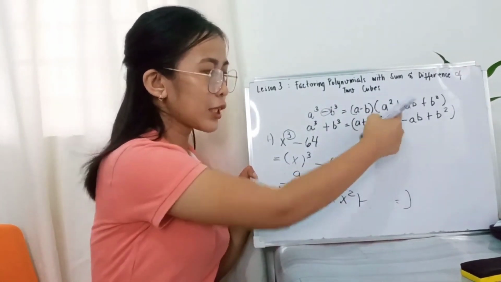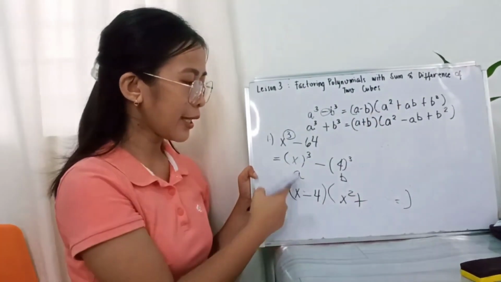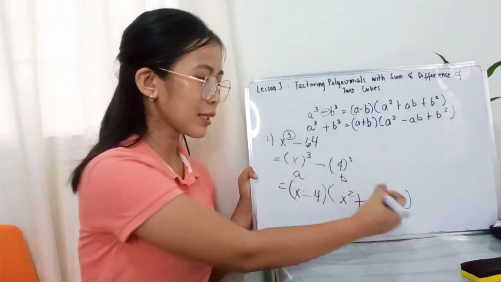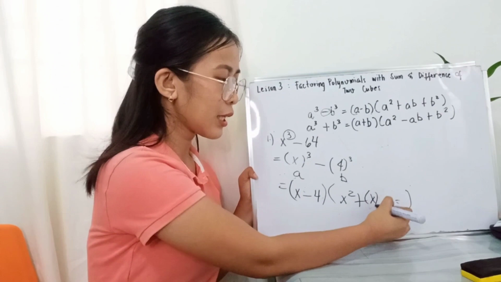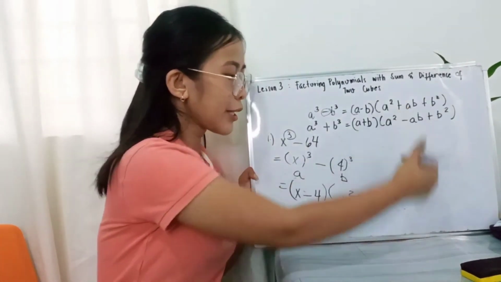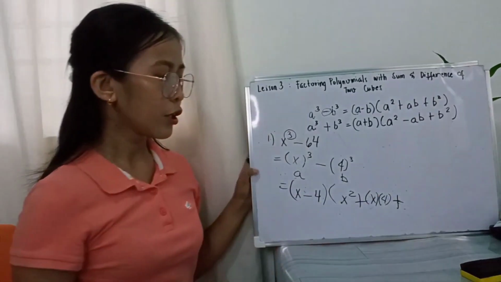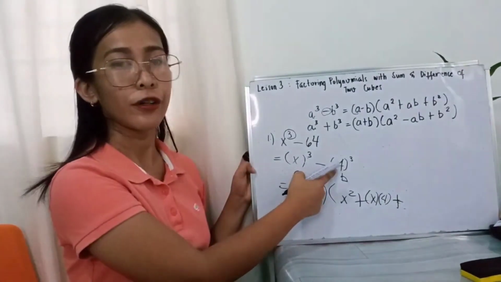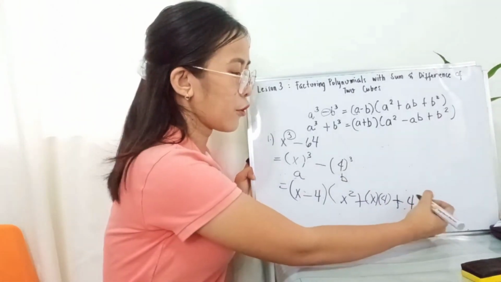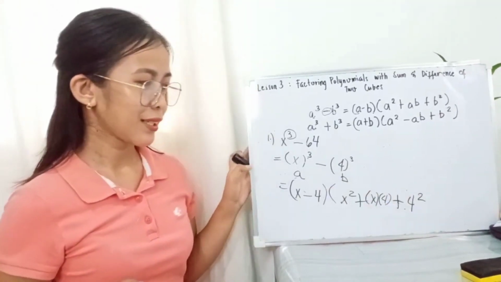Plus, dahil plus yung nandun, A and B. Yung multiply A and B, ang A natin ay x, and ang ating B ay 4. Alright? And then, plus pa din yung nasa dulo, no? So, ang B natin is 4. Right? Yan, B, 4. So, we have 4 squared. Ayan.